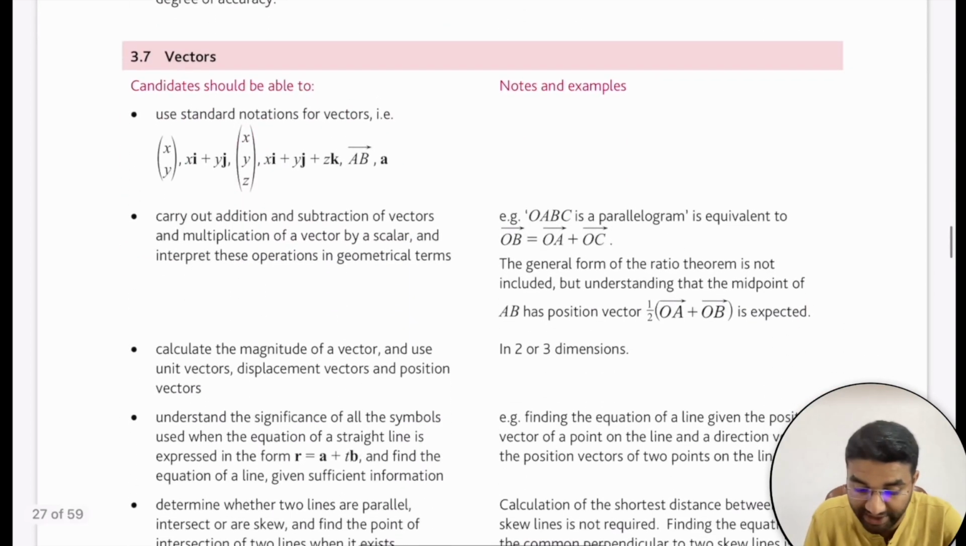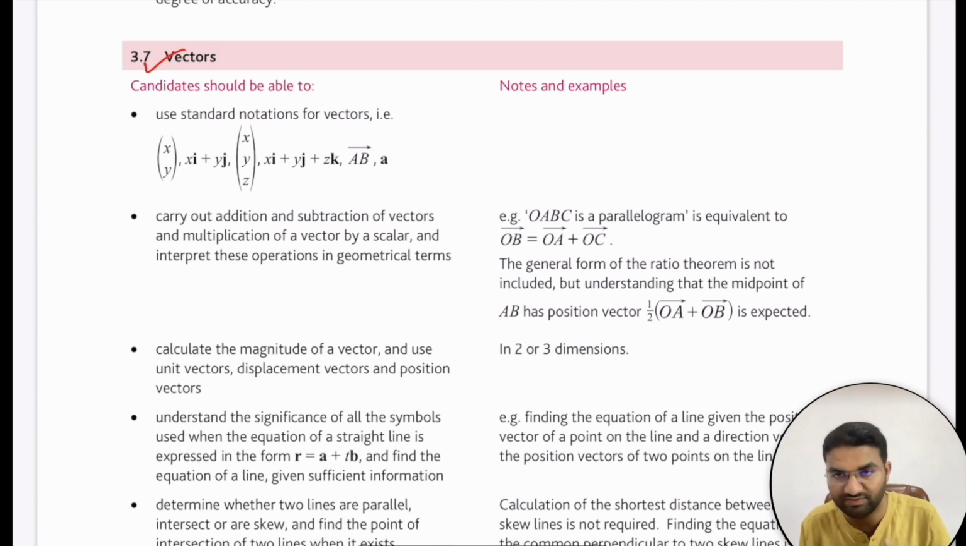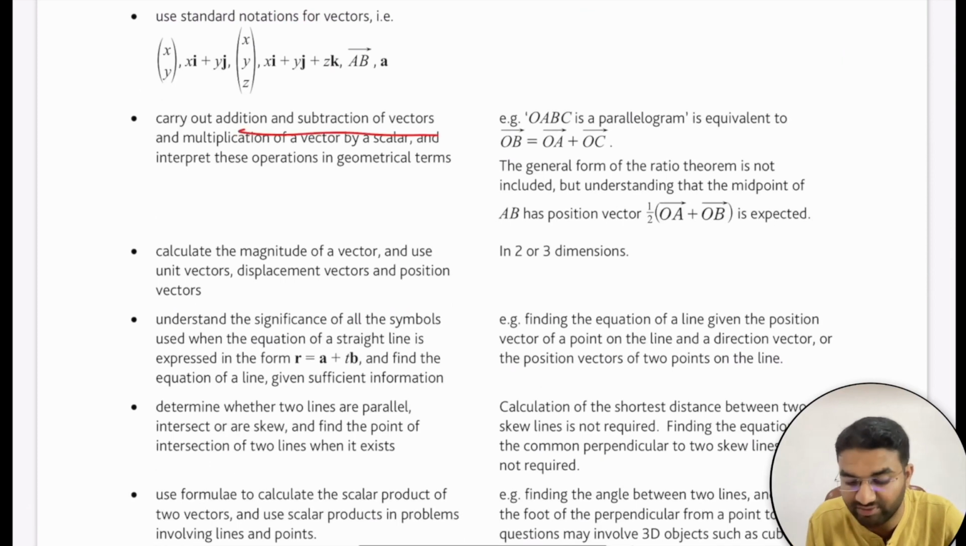Then next, vectors. For P3 students, you have to prepare the vector topic thoroughly because you will get any kind of questions. Fine. And here, first of all, basically addition, subtraction of vectors, multiplication of a vector by a scalar.